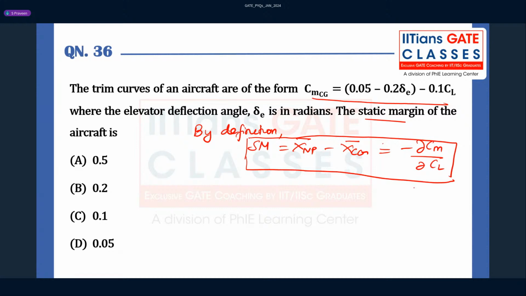Which means let's differentiate this expression. So from the above expression, I have dou CM by dou CL is basically minus 0.1, right? Differentiating this, which means what? Static margin is minus of dou Cm by dou Cl, and that is equal to 0.1, right? Hope you guys understood this. So hence my answer is 0.1.